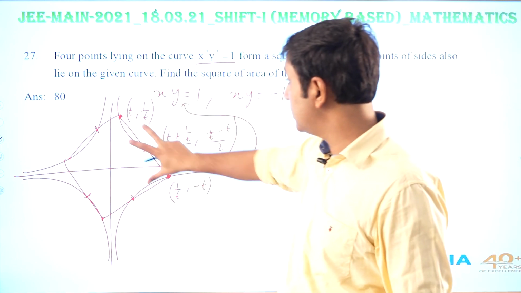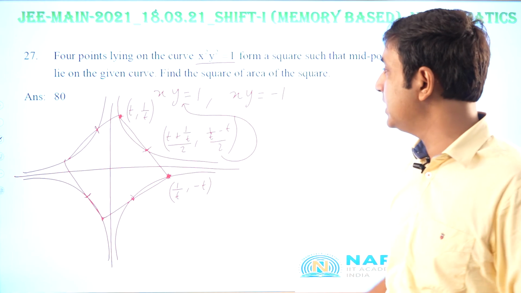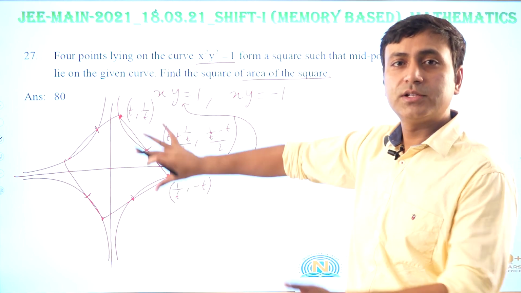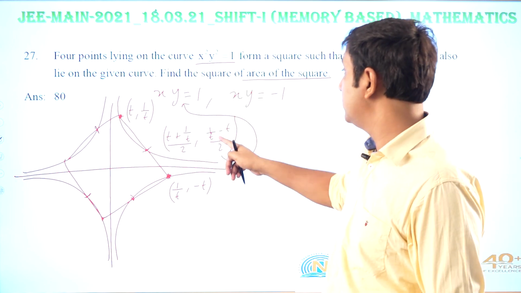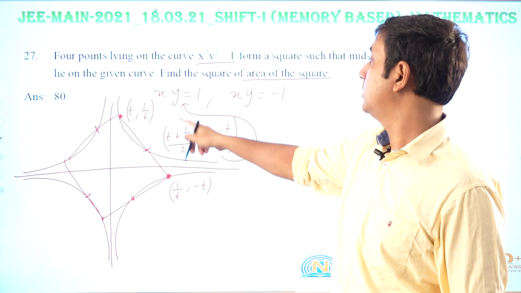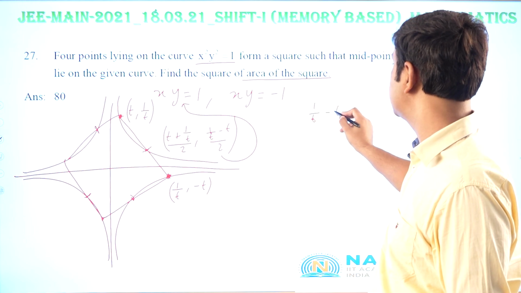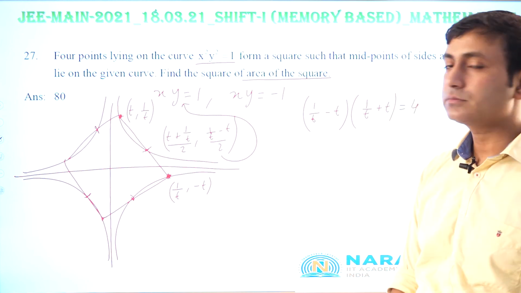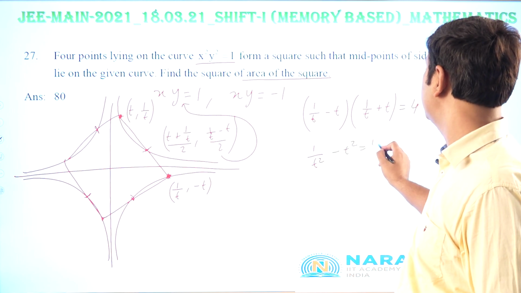Bear in mind we can actually take a different case in which this point is here and the midpoint lies on xy is equal to minus 1, but the area will come out to be same. Square will be different, area will be same. Putting it in that value, we have (1 upon t minus t) times (1 upon t plus t), product is 4. Calculating, we will get 1 upon t square minus t square is equal to 4.